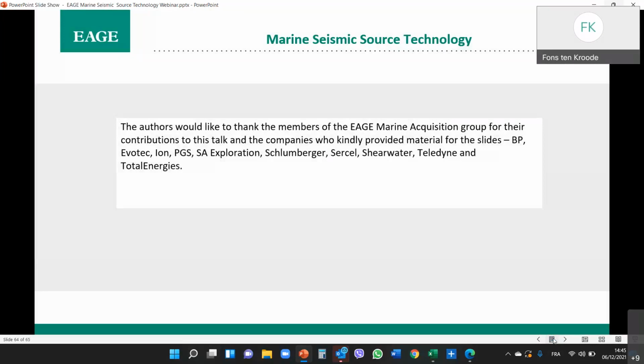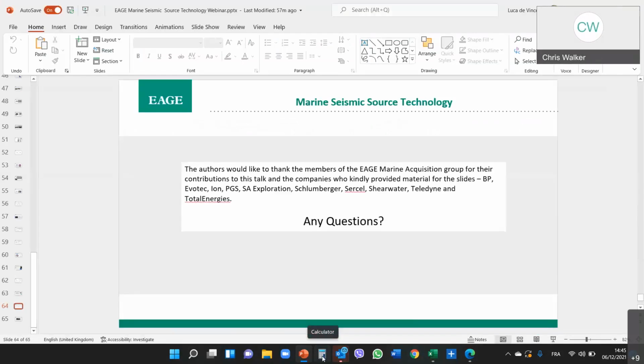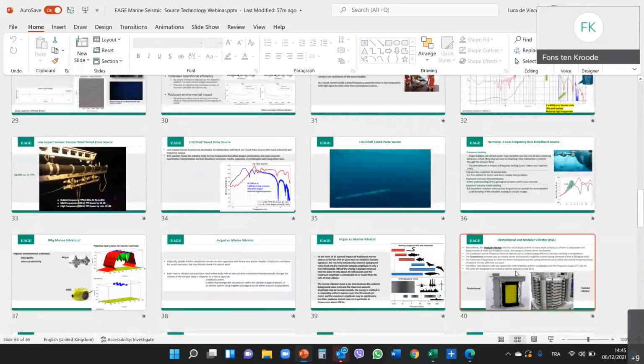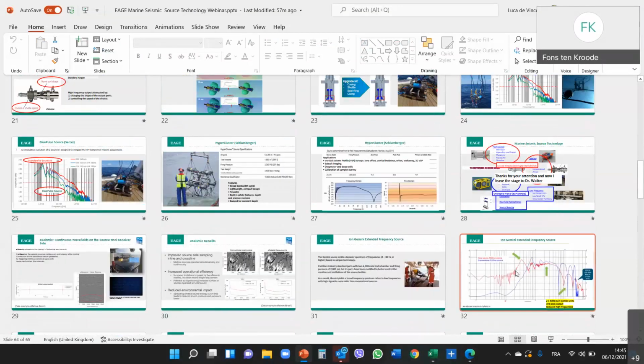Yes, indeed. Excellent. I have a question to Chris Walker. You had a slide on eSeismic. Yes, and that slide said that the sound exposure level is below that of an airgun array. Yep. That is not immediately intuitive to me. Maybe you can explain. It's this slide.